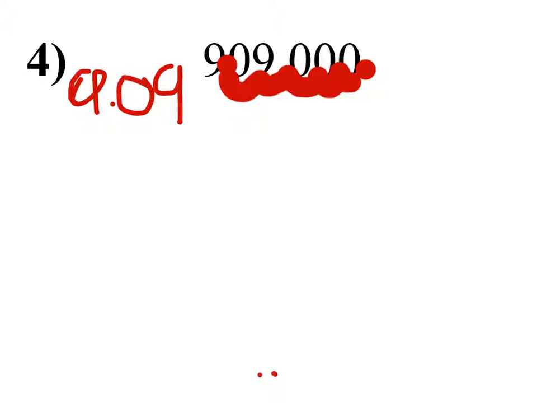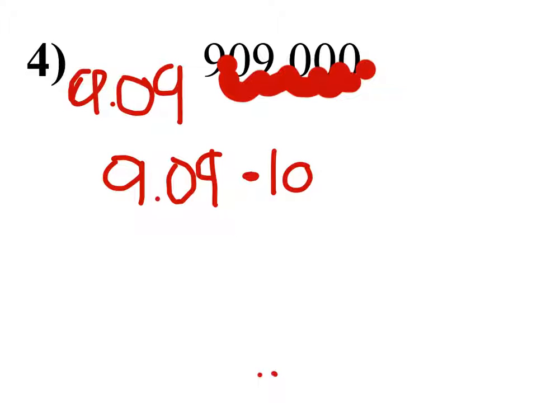And so that makes 9.09 times 10. And then we moved over 1, 2, 3, 4, 5 times to the right. So that's 5. So 9.09 times 10 to the 5th power. That is correct. Good job.